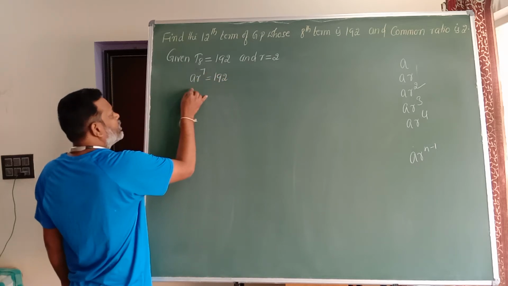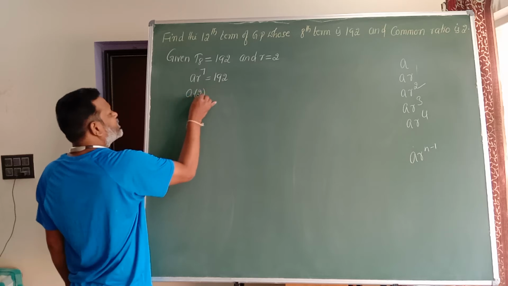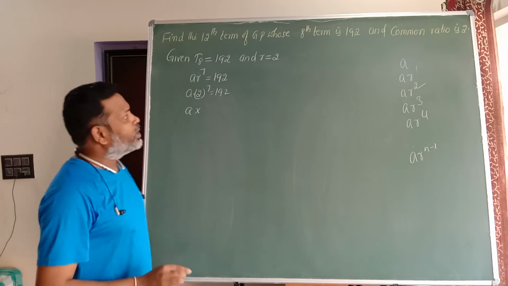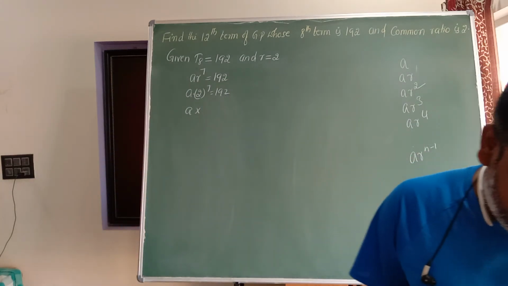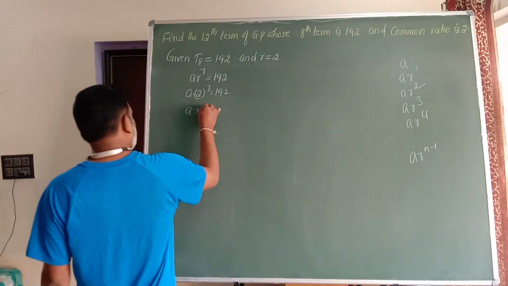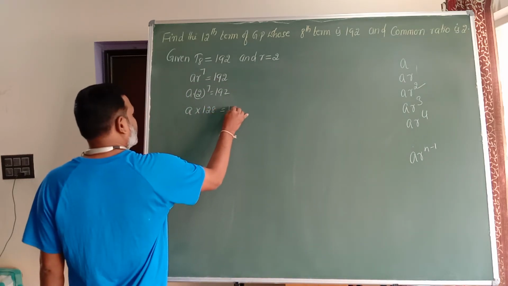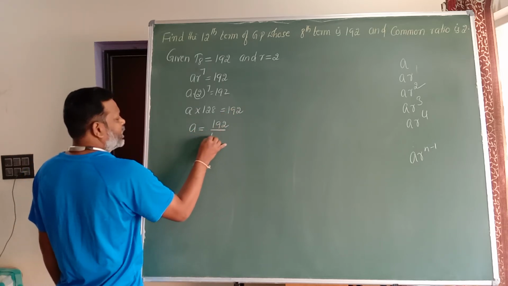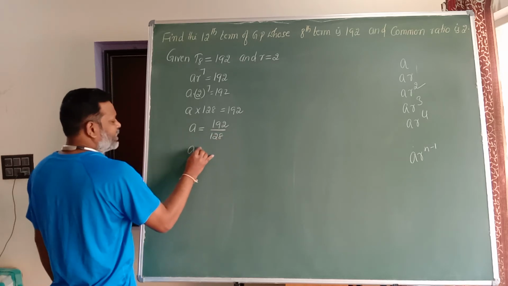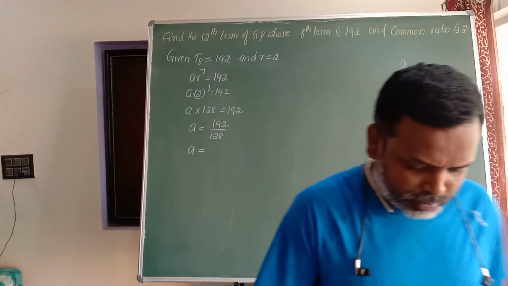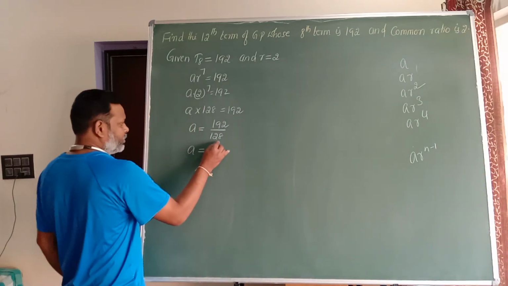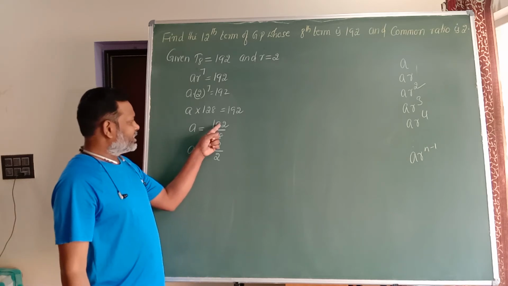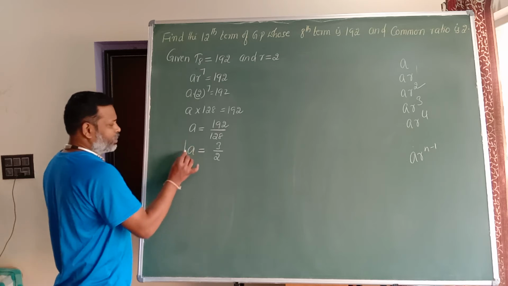Got my point? So now R is nothing but 2. A into 2 power 7 is equal to 192. What will be 2 power 7? That is 128. A into 128 is equal to 192. Now A is equal to 192 divided by 128. So now by simplifying this, A is equal to what you will get? 3 by 2. 64 3s are 192, 64 2s are 128. That is A is equal to 3 by 2.